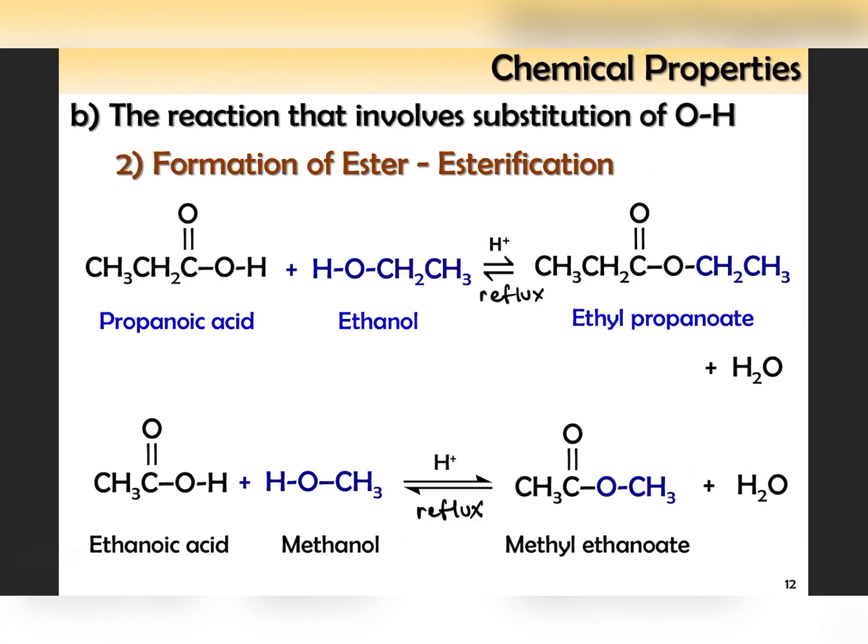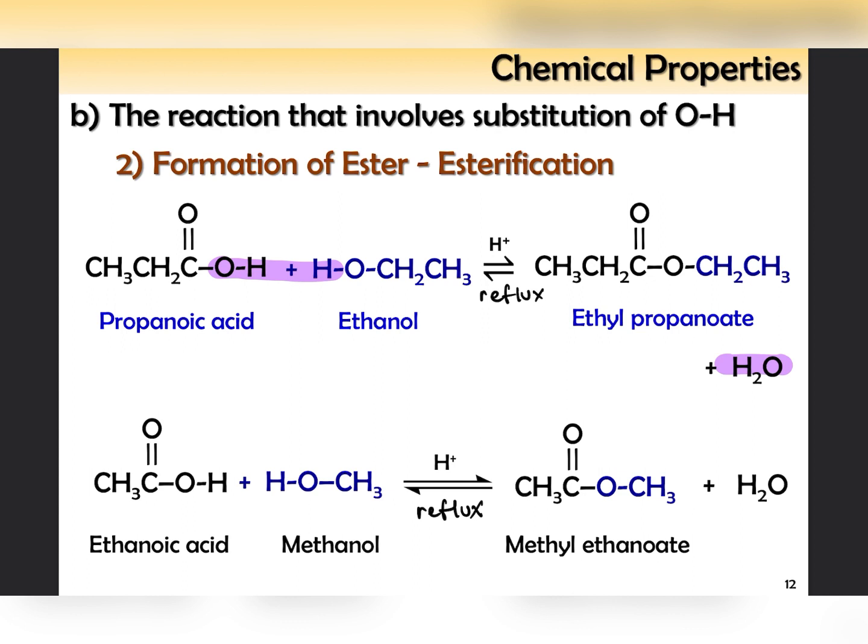Alright, so these are the example. Let's say you have propanoic acid and then you have ethanol. So kamu akan remove, okay, so ini akan jadi H2O lah. And then if propanoic acid react dengan ethanol, undergo reflux, you will get the product ethyl propanoate and the side product H2O because you remove water molecule.